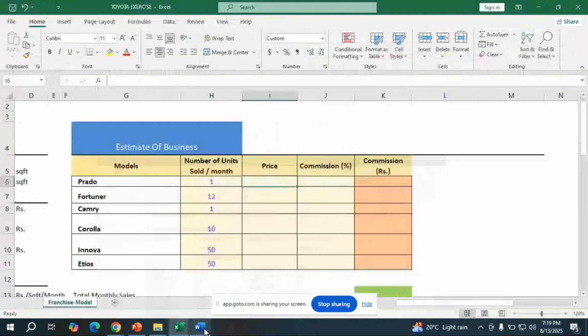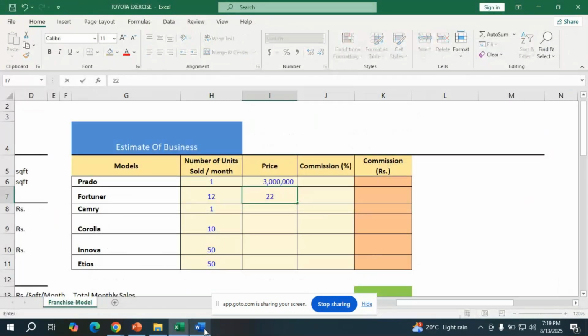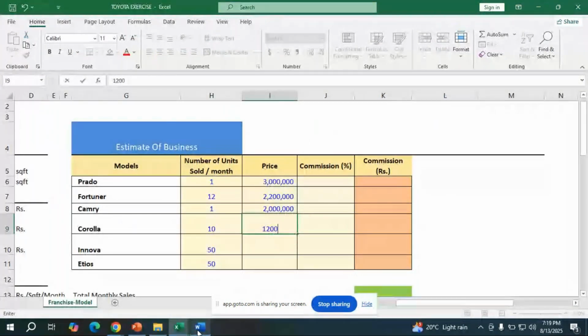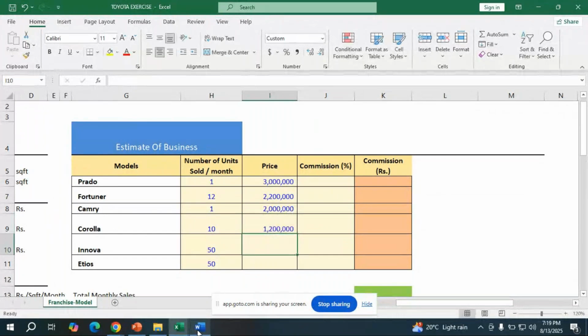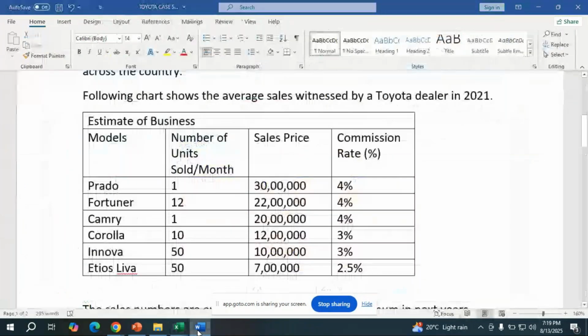Prado, it is 30 lakh sales price, so just submit it as 30 lakh. Next, Fortuner, 22 lakhs. What about Camry? It is 20 lakhs. Corolla, 12 lakhs. Innova, 10 lakhs. Etios, 7 lakhs.